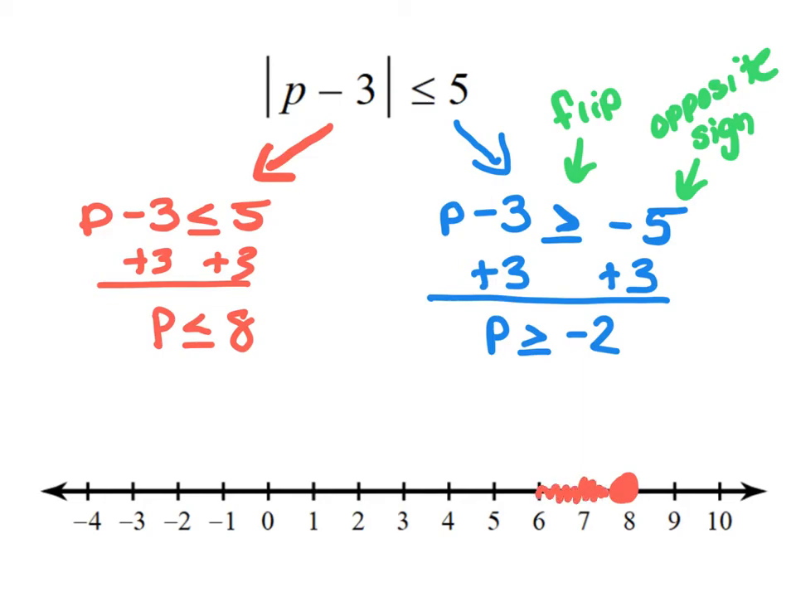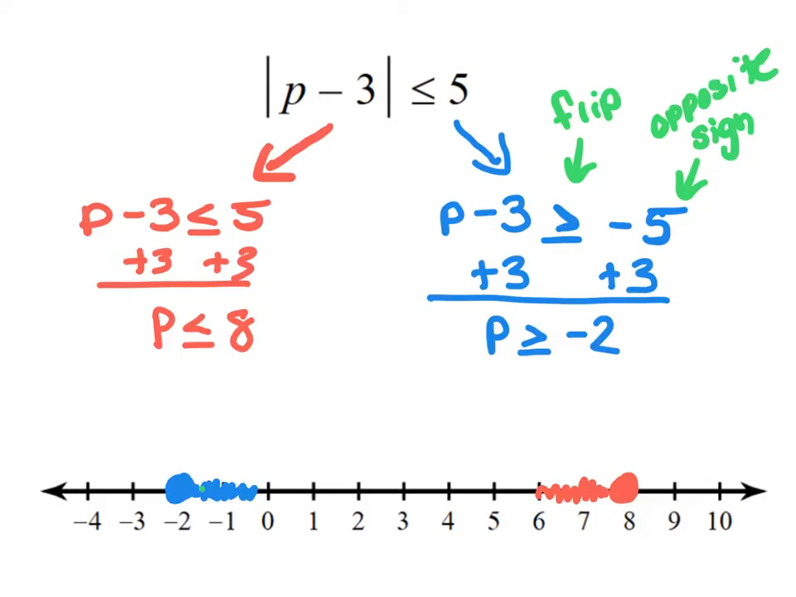Then for the other inequality, P is greater than or equal to -2. So I put my closed circle at -2. I'm going to sketch a little bit of this graph. Now we can see from looking at that these two inequalities are going to run into each other. So the final inequality is going to be that the center is shaded.